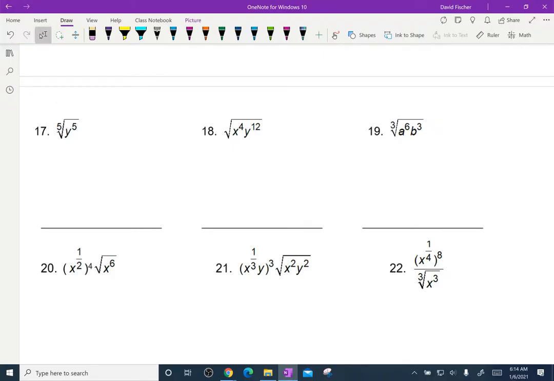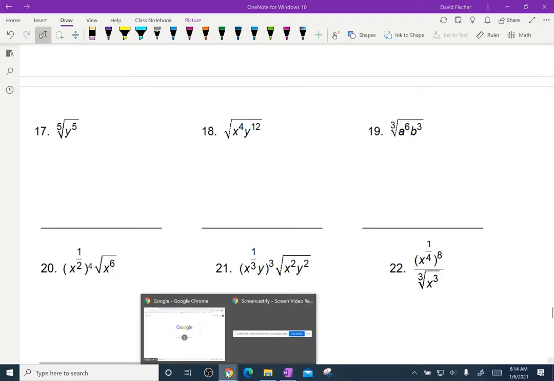Looks like a crazy hard problem, doesn't it? Okay, so do that, and we'll attack that one tomorrow.